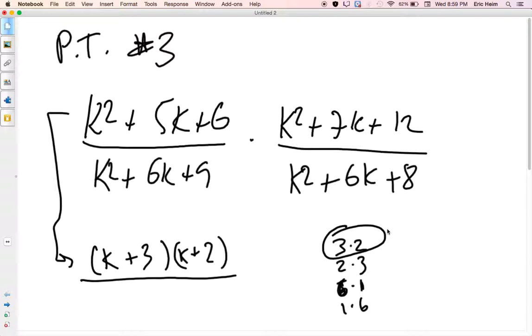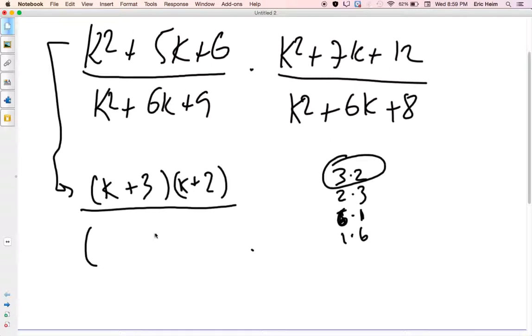Now on the bottom, very similar idea. We have k squared from a k and a k. First, inner and outer have to multiply to make 6k, and the last terms multiply to make 9. So it could be 3 and 3, which add together to make 6. Looks pretty good, right? Could it be as easy as k plus 3 and k plus 3? 3 and 3 multiply to make 9 and add to make 6.